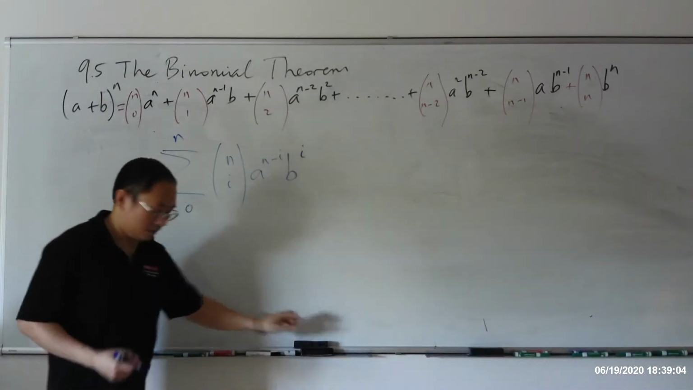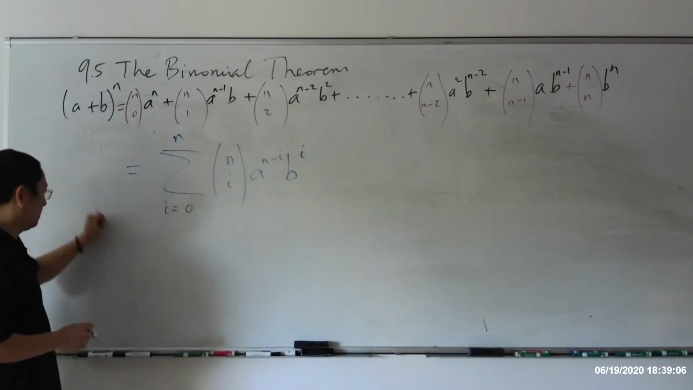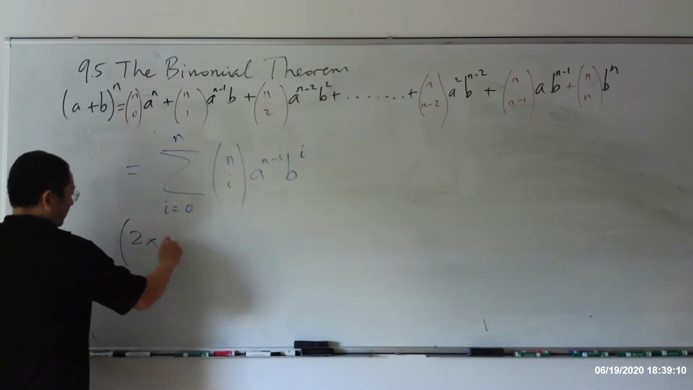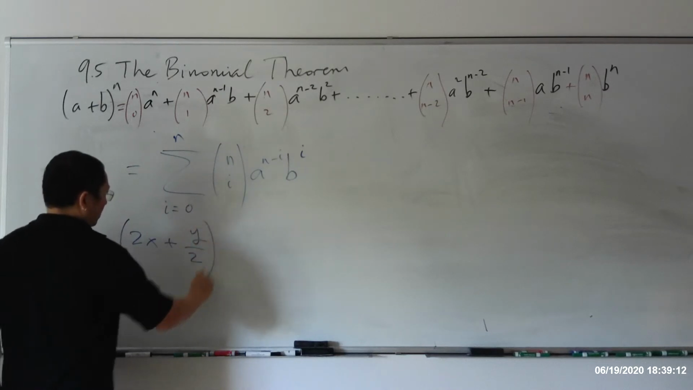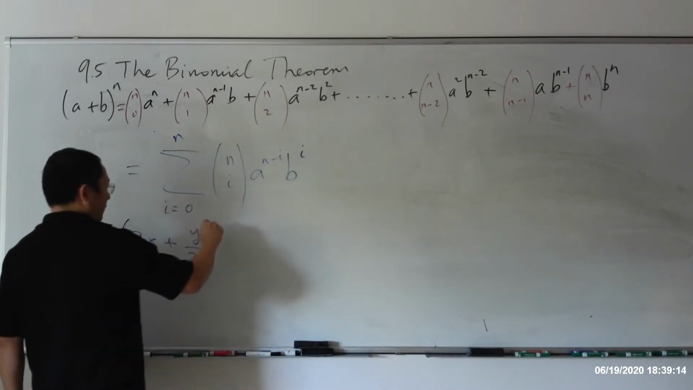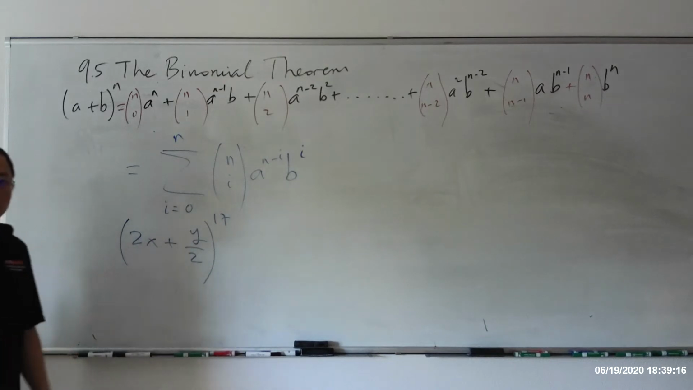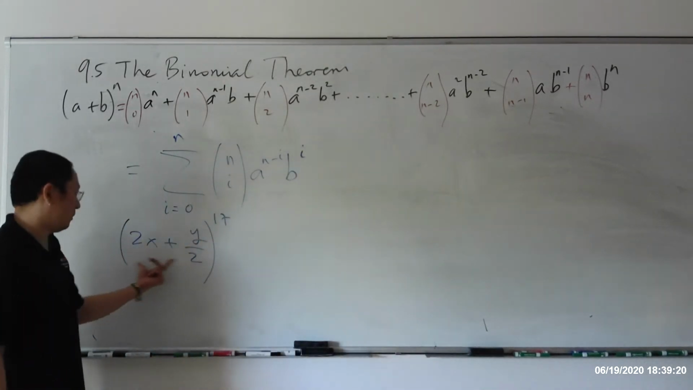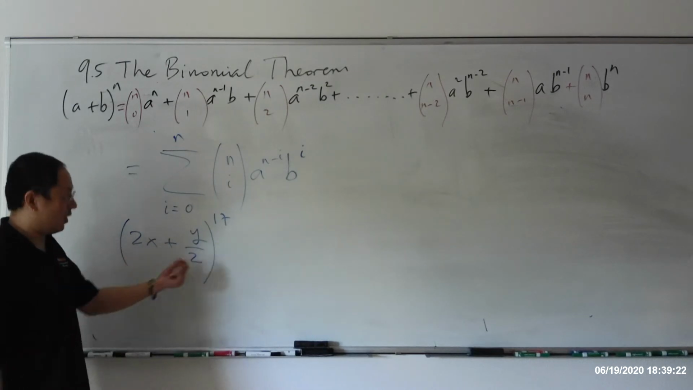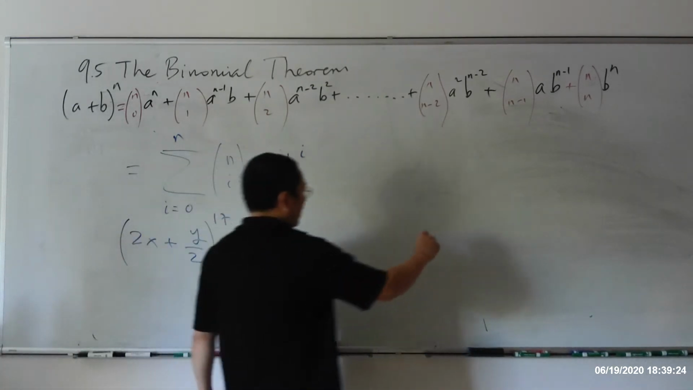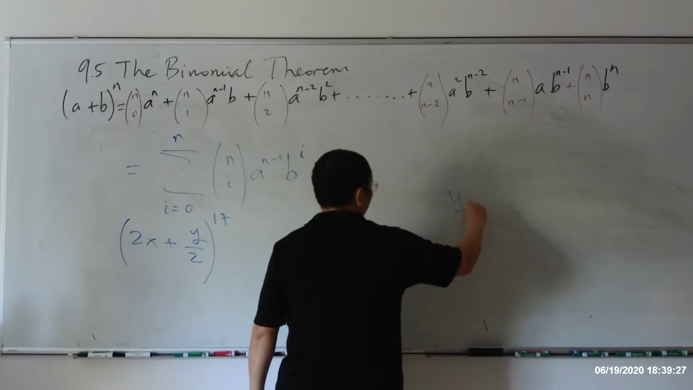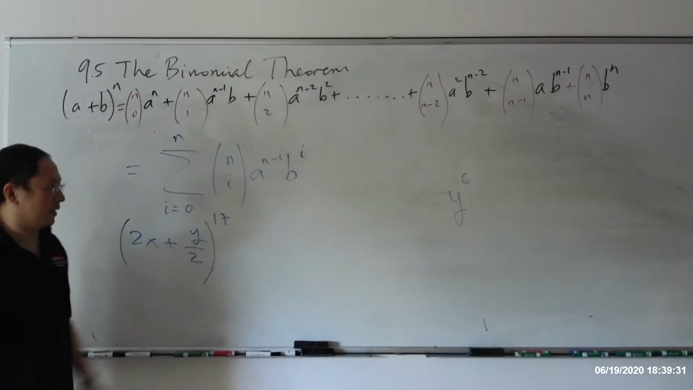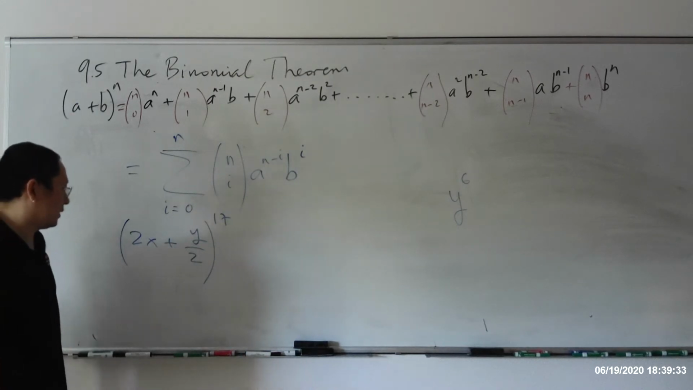Say, if I give you this, 2x plus y over 2, everything raised to the power of 17. Okay? And find the term. This is a binomial, right? 2 terms. So a is 2x and b is y over 2. Find a term that contains, say, y to the 6. Okay? Y to the 6. What term has y to the 6?